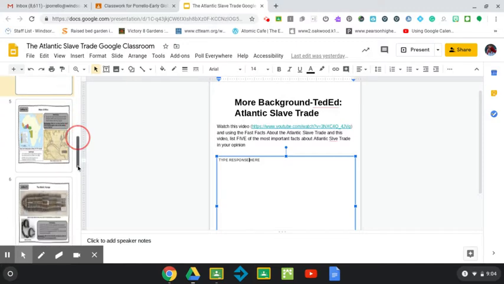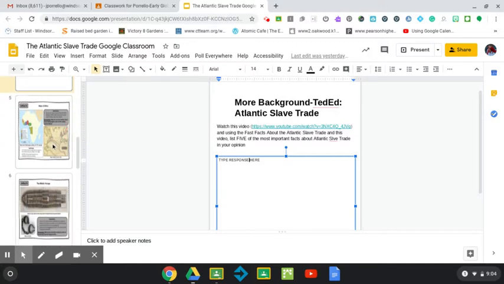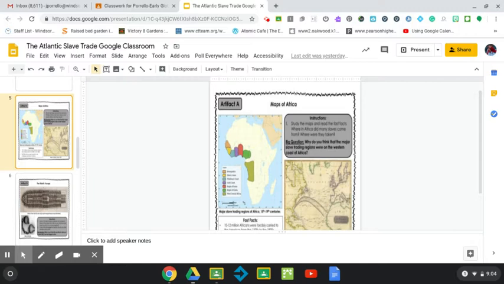Okay, the meat of the lesson is you are going to be analyzing 5 artifacts that have to do with the Atlantic slave trade. Again, I'm not going to go through each and every one, but we'll go through a couple so you get the idea. So this is artifact A, maps of Africa. And you can see the big question that you're going to be focusing on is, why do you think that the major slave trading regions were on the western coast of Africa?